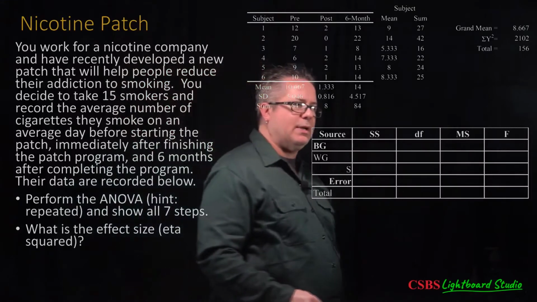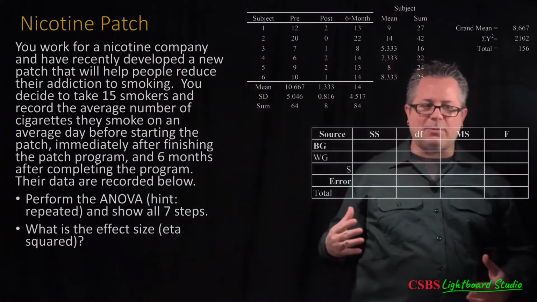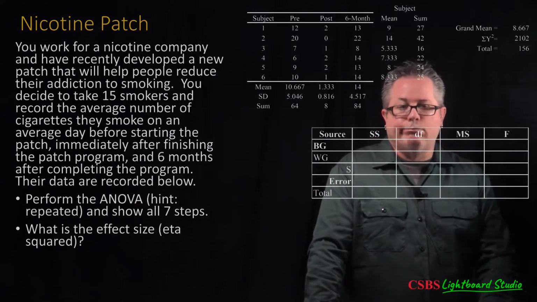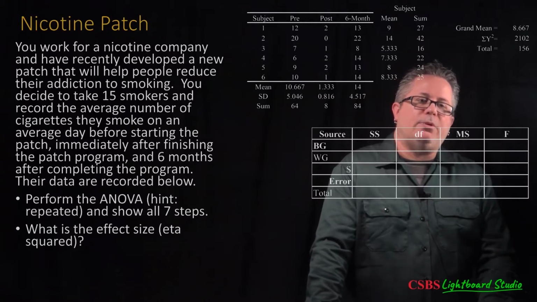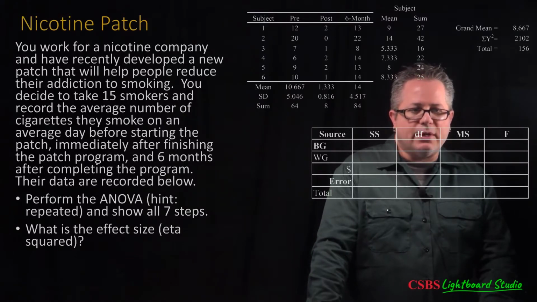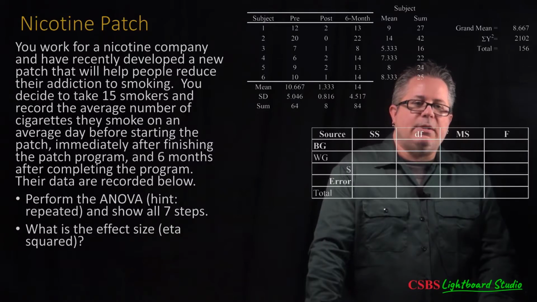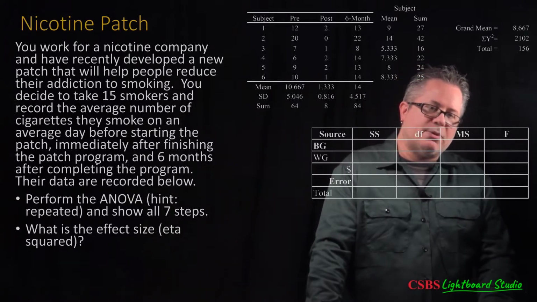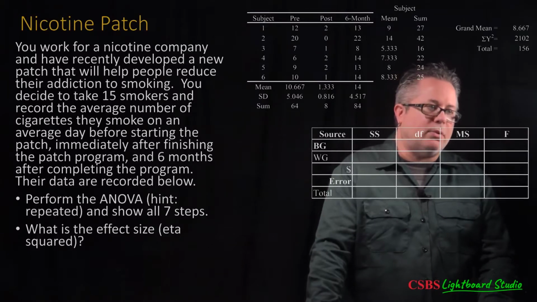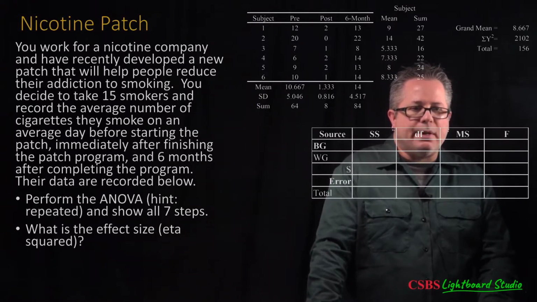So let's say you work at a nicotine company. I'm not sure there's a nicotine company as much as there are sort of cigarette companies, but whatever. Let's say you work for a company that develops nicotine. You recently developed a new patch that will help people reduce their addiction to smoking. You decide to take 15 smokers and record the average number of cigarettes they smoke on the average day before starting the patch, immediately after finishing the patch, and then 6 months after completing the program. Their data are recorded on the side there. And we're going to perform the ANOVA, and we're going to calculate the effect size.